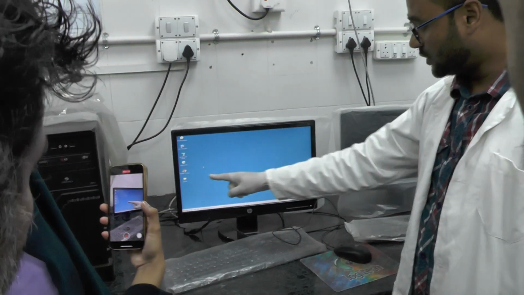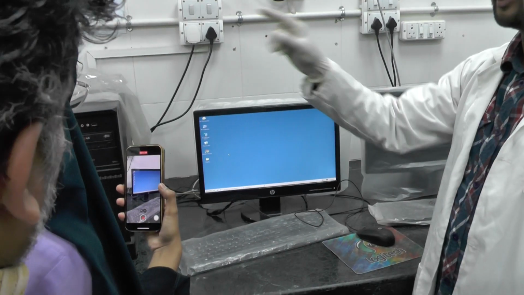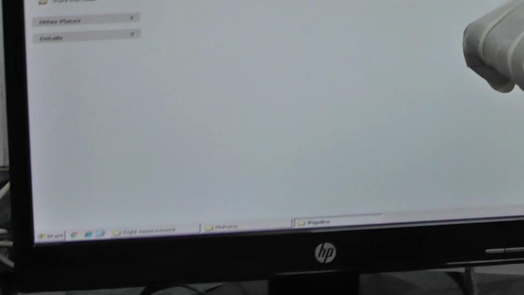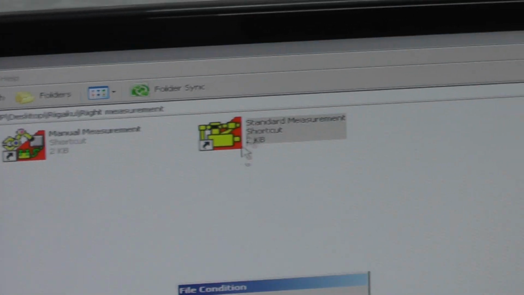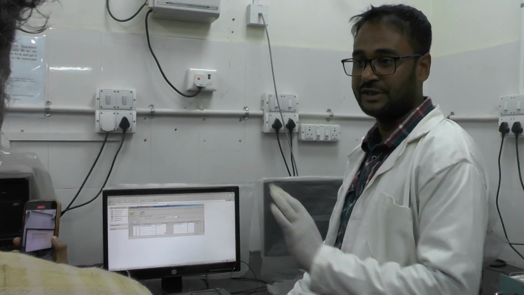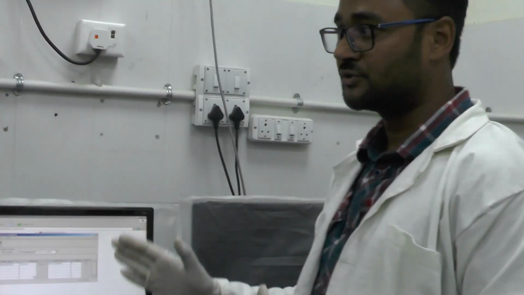In order to operate this instrument, we need a software called Rigaku. Okay, so the instrument name is Rigaku, right? So we have the software called Rigaku. So we will go to the measurement, and from measurement you will go to the standard measurement. From standard measurement, this will connect to the instrument, and it will tell us whether we should run the experiment or not. Until and unless the temperature of the chiller is below 23 degrees Celsius, this instrument is not going to work.